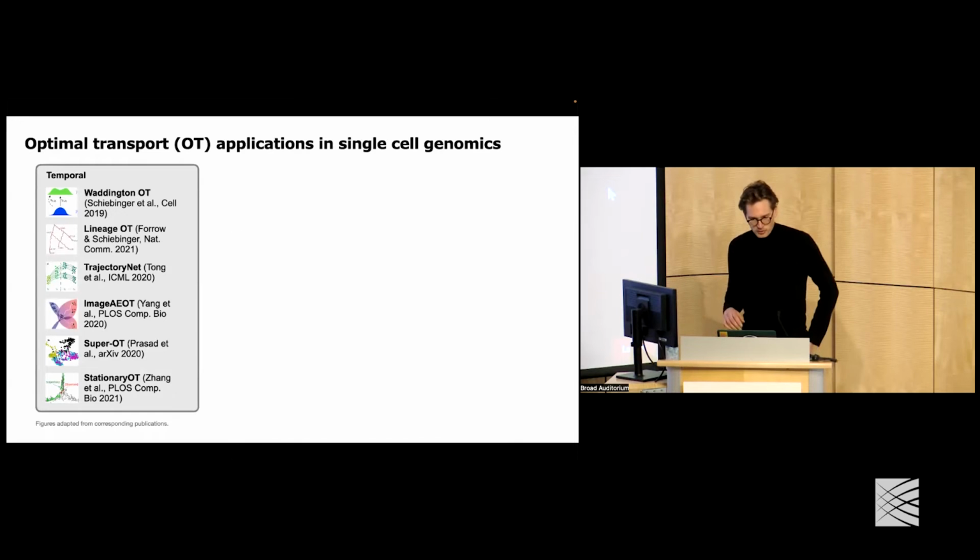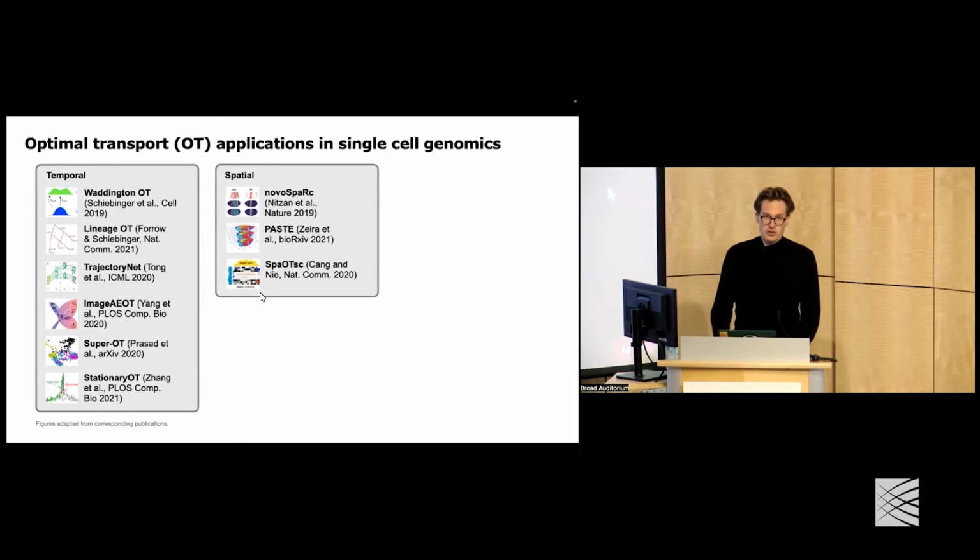Optimal transport has found quite a few applications in single-cell genomics. Marco mentioned this top paper here from Jeff Schiebinger, the Waddington OT method, which has been extended in many different ways since the original method. For example, here in lineage OT and also in super OT towards using barcode information as well, and also towards different modalities here in that method.